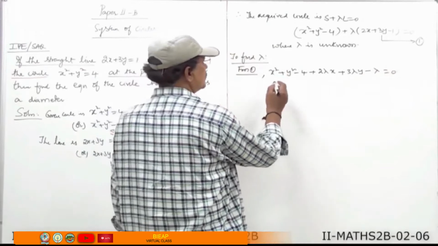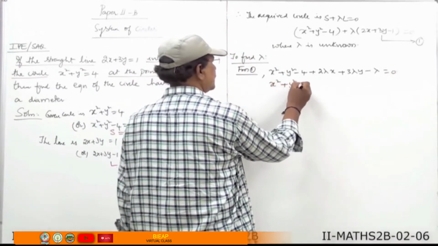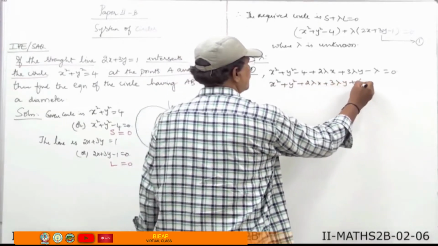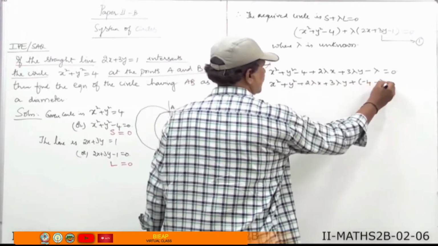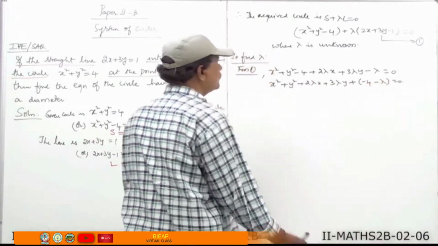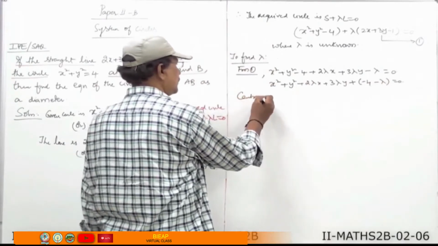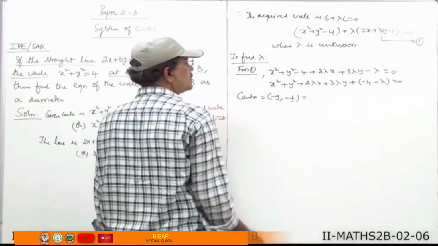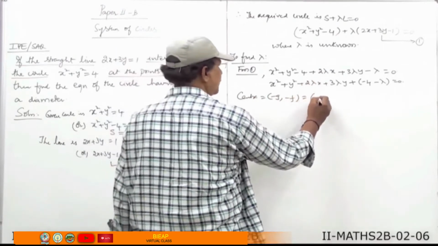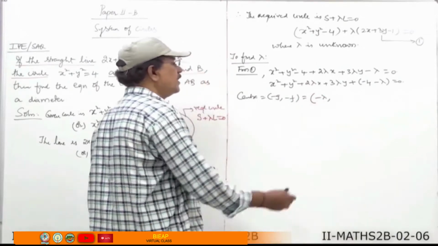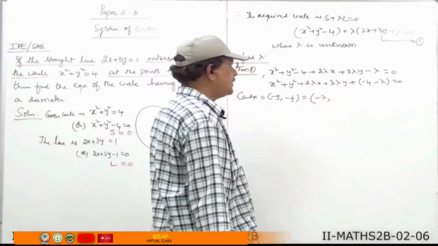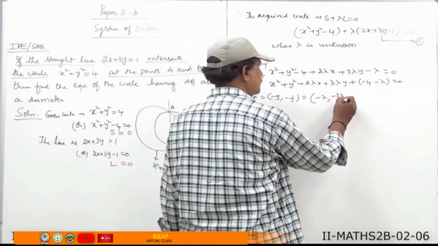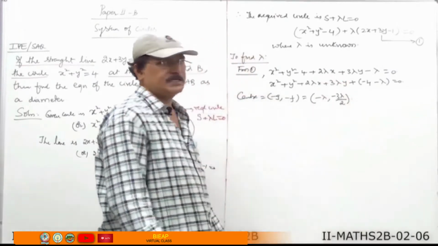Rearrange the terms. So, we have x square plus y square plus 2 lambda x plus 3 lambda y plus the remaining terms, minus 4 and minus lambda, equal to 0. Now, you write the center. Center is minus g comma minus f. That means 2g is 2 lambda, so g is nothing but lambda. So minus g is minus lambda. 2f is 3 lambda, f is nothing but 3 lambda by 2. So minus f is minus 3 lambda by 2. So this is the center.